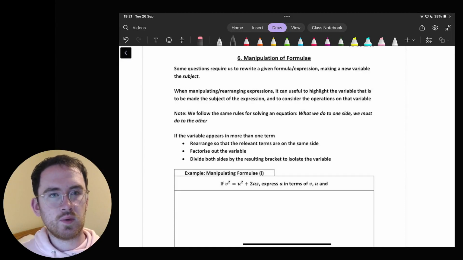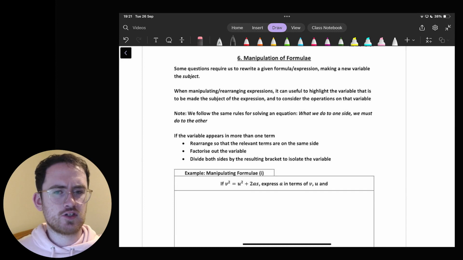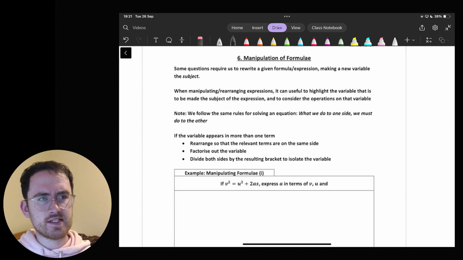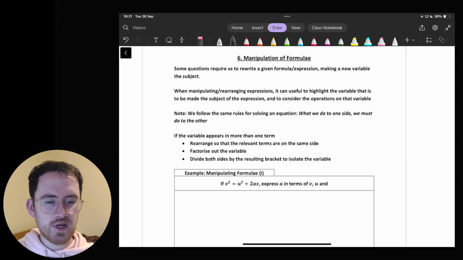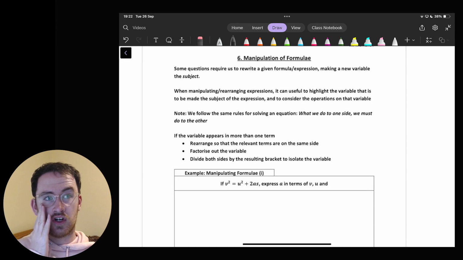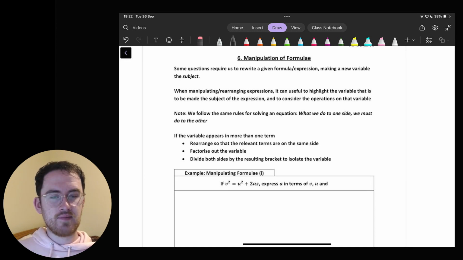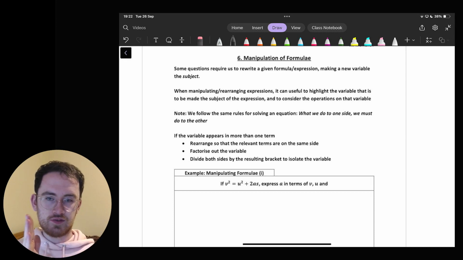Okay, we're going to look quickly, hopefully, at manipulation of formula. Manipulation of formula is about taking a formula or an identity or an expression or an equation of some sort that we're given and manipulating it to rewrite it in terms of some other variables and making a particular variable the subject, is sometimes what they call it. So they talk about making one variable the subject. That just means that we want to have that variable equal to all of the other variables.